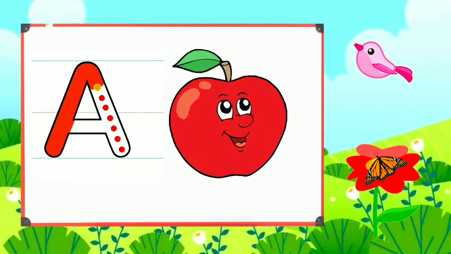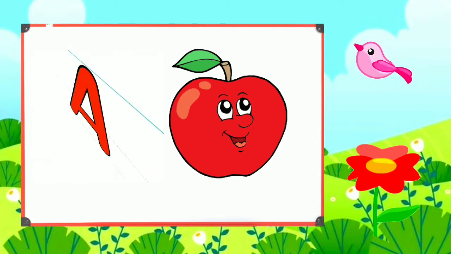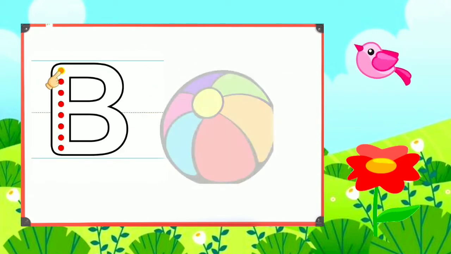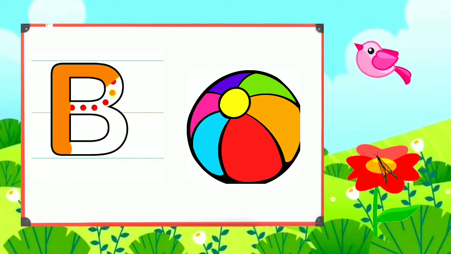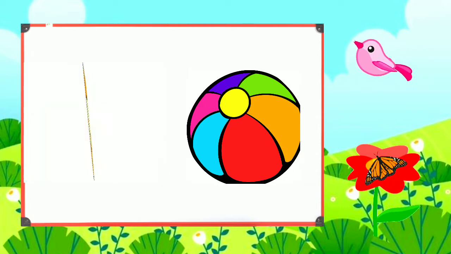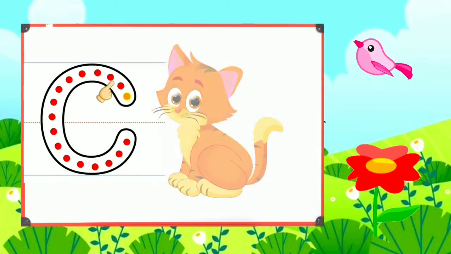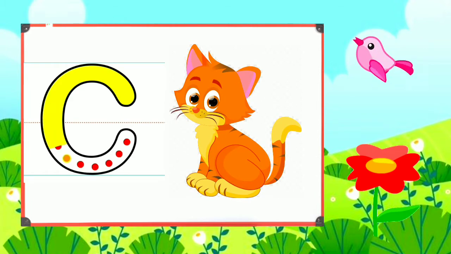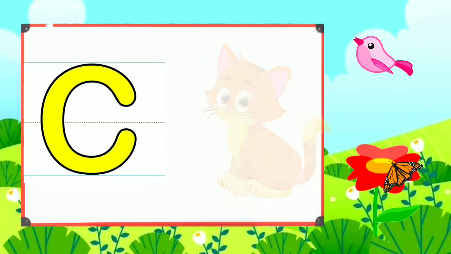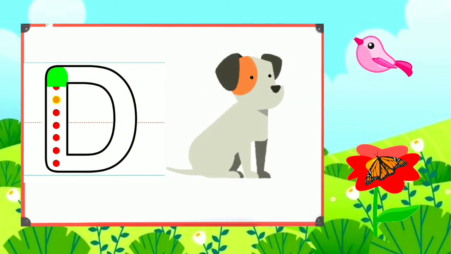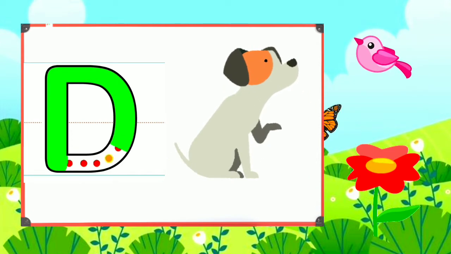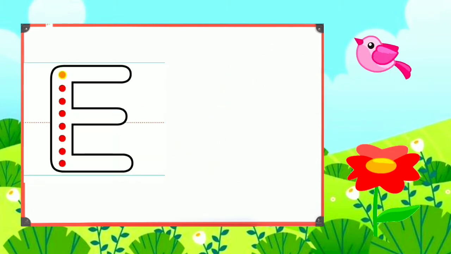A. Red. A for apple. B. Orange. B for ball. C. Yellow. C for cat. D. Green. D for dog.